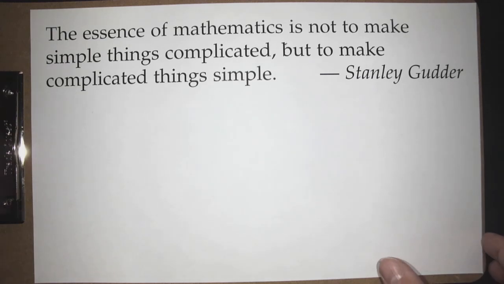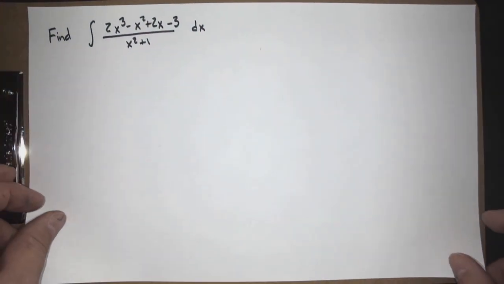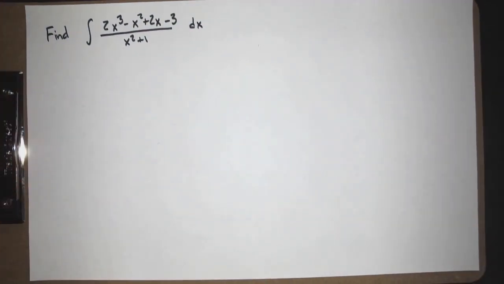Okay. Now, we could continue with Riemann sums, or we could do a practice problem finding antiderivatives, in case we wanted to brush up on that. Which one do you prefer? Antiderivatives? All right. You brought this on yourself. This is actually useful. So find the integral of 2x cubed minus x squared plus 2x minus 3 divided by x squared plus 1. Okay.